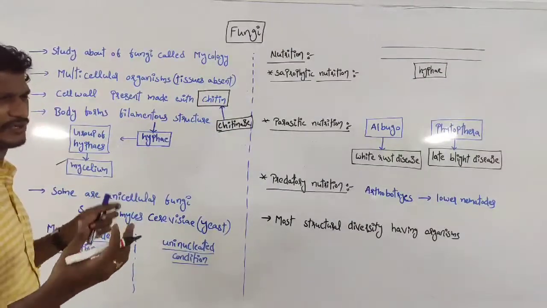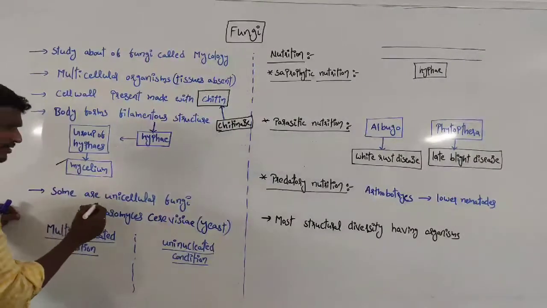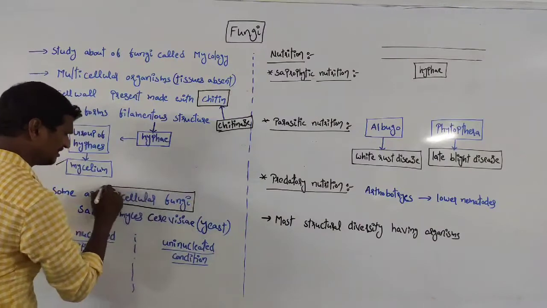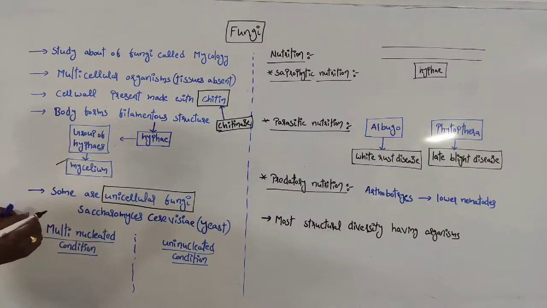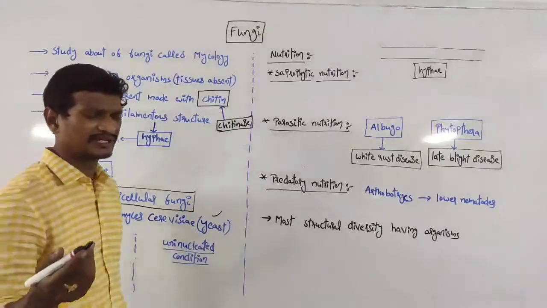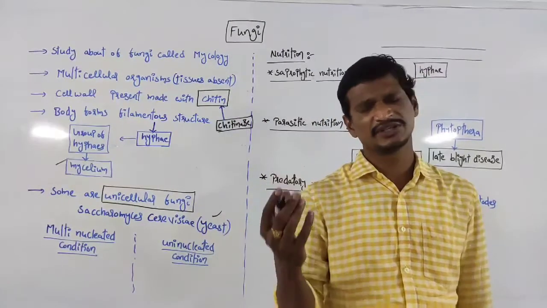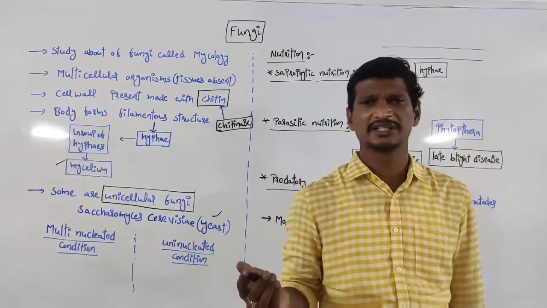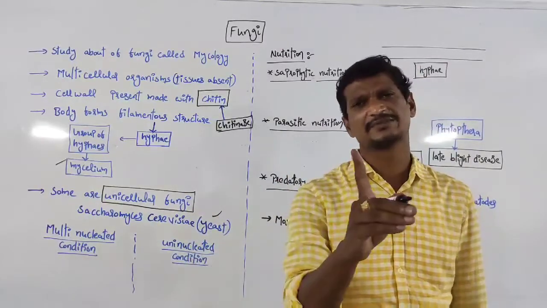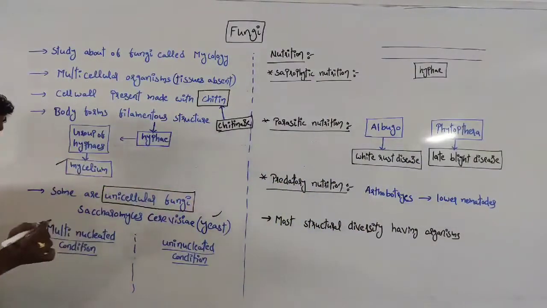Again, in the mycelium, basically three different parts are there. We will discuss them. Some are unicellular fungi. Very rarely, a unicellular fungus is present. The best example is yeast. Baker's yeast, as we know from the bread baking process done nowadays in bakeries, is nothing but yeast. Yeast is a unicellular fungus. Remaining all fungi are multicellular except yeast, right? The scientific name is Saccharomyces cerevisiae.